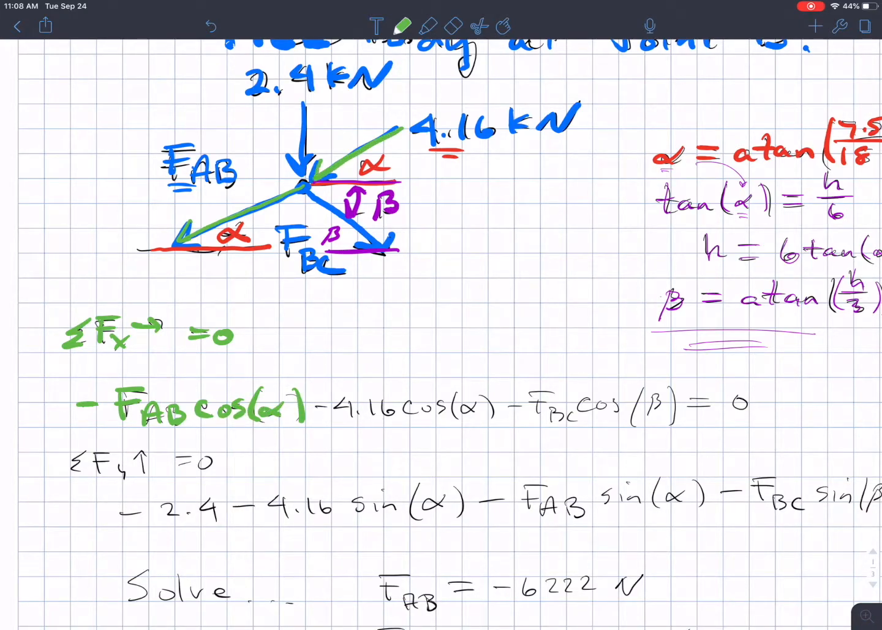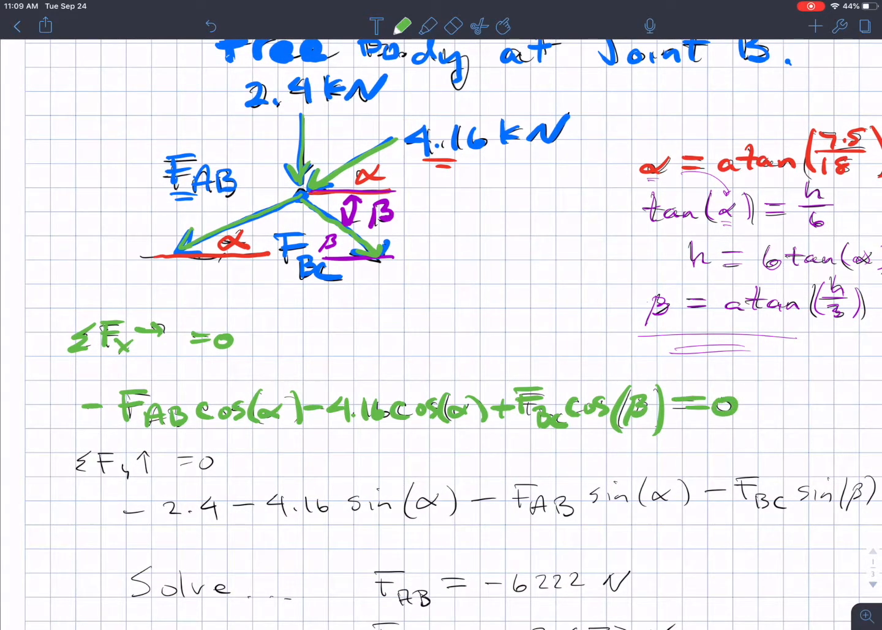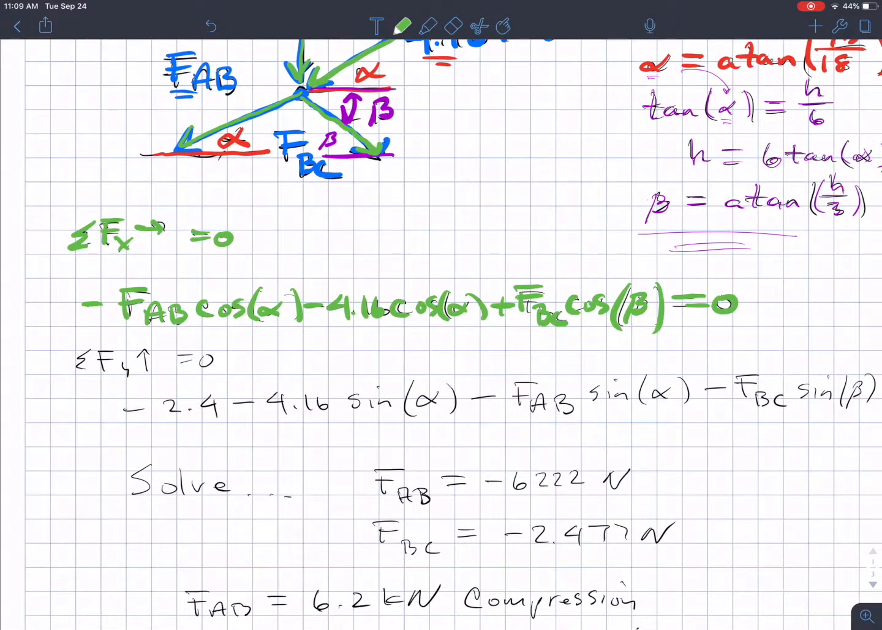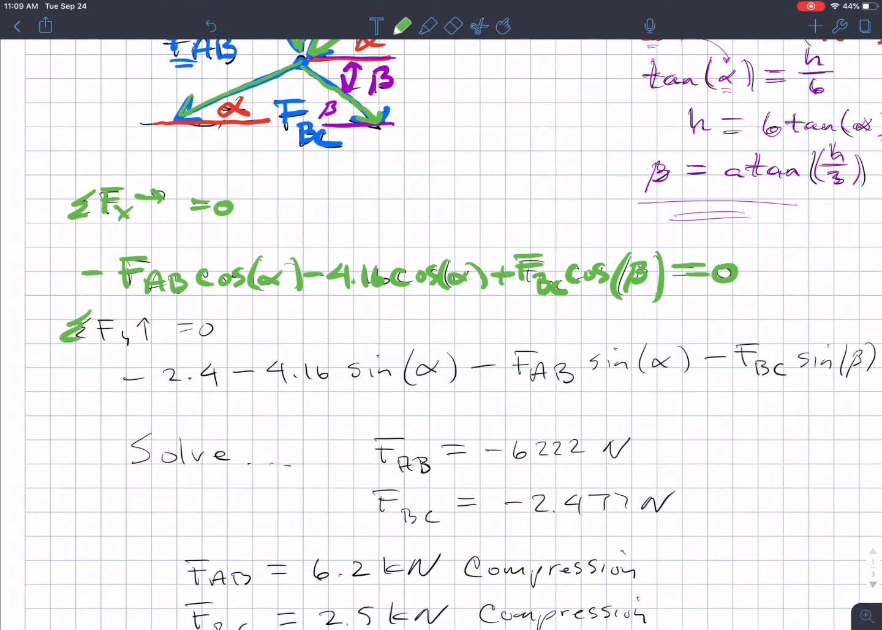Next, consider this force. It's minus 4.16 cosine alpha. This force is completely vertical, so I don't have to worry about it. And then this would be acting in the positive direction, so this would be plus FBC cosine of beta. All of that has to sum to 0. So that's the sum of forces in the x direction.